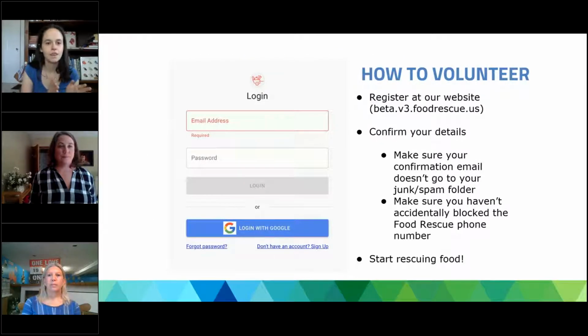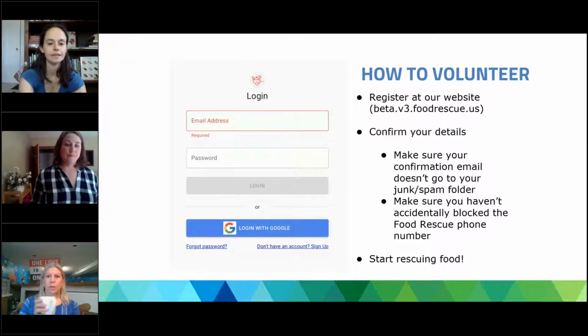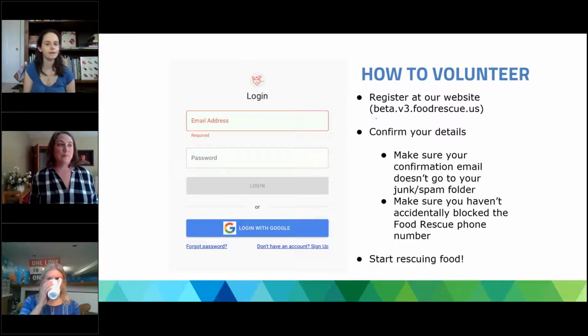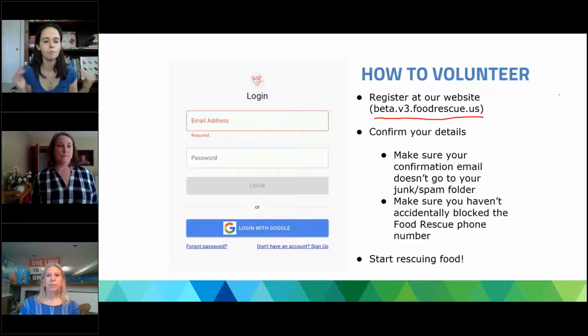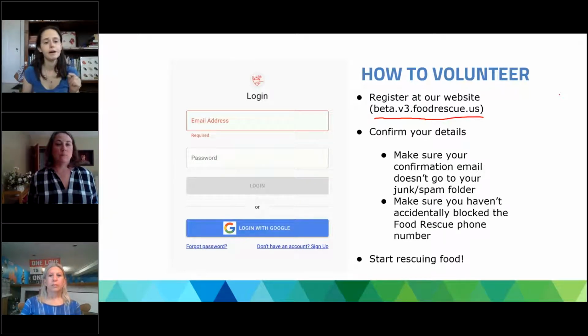Okay, the first thing is how to sign up on our website. The website is listed there. It's beta.v3.foodrescue.us. And it is in beta, which means that sometimes wonky things happen, but it's pretty seamless at this point. What you'll do is when you go to that website, a login page like you see here will pop up. It will ask you to confirm your email and then to confirm your phone number.